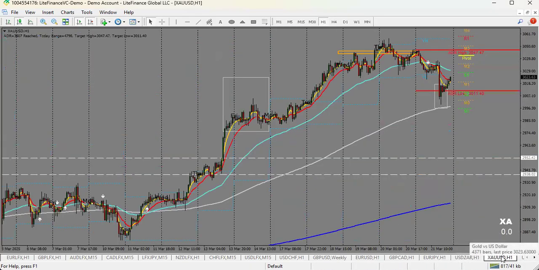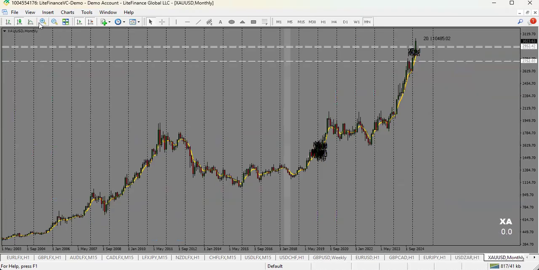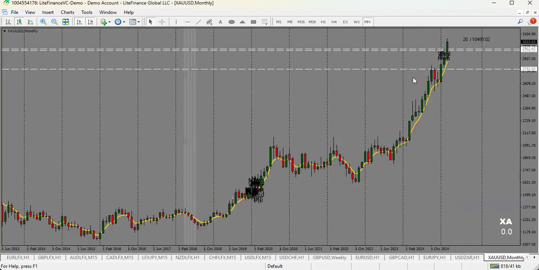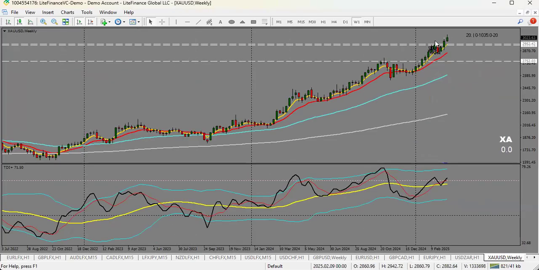Now, finally, let's look at gold, the king of safe haven. In the monthly time frame, we still have a very good bullish momentum, and price has been forming new highs. Gold has been trending, price has been forming new highs, and we have a very strong bullish momentum. Even on the weekly, the market structure is still bullish.